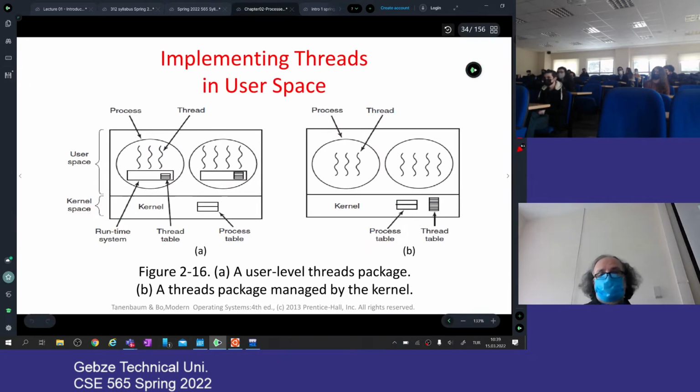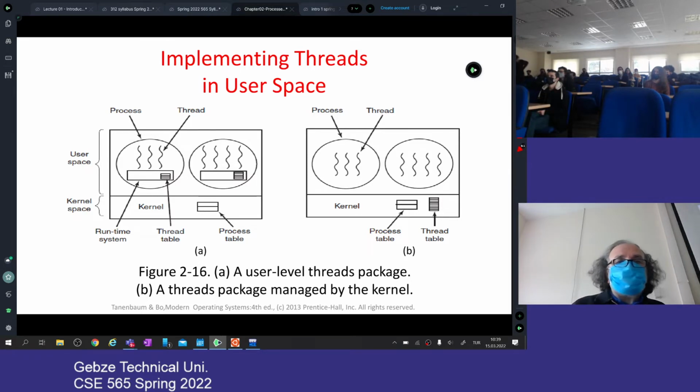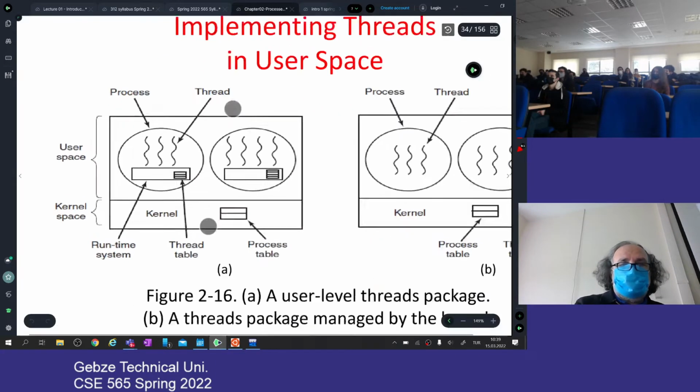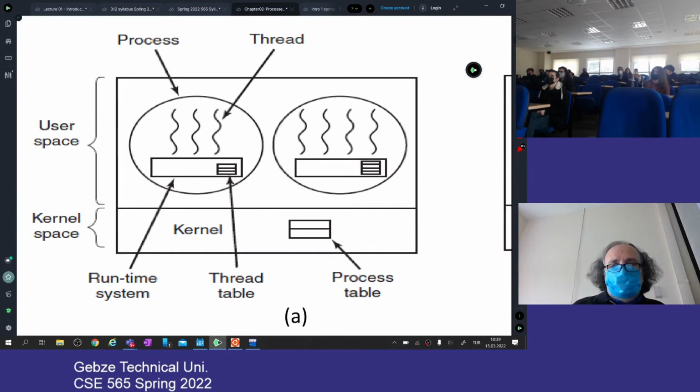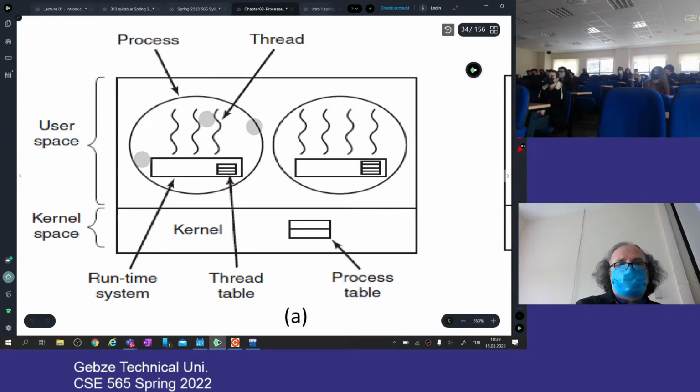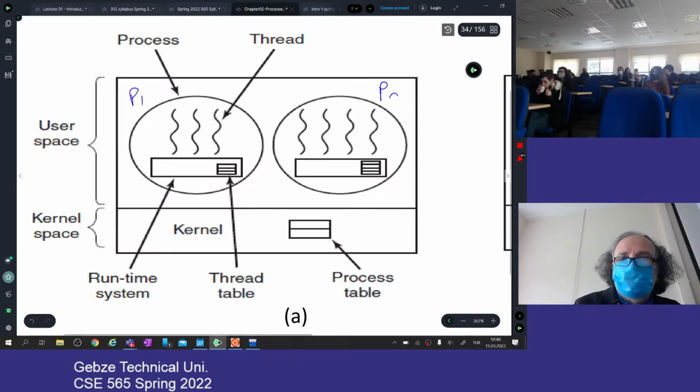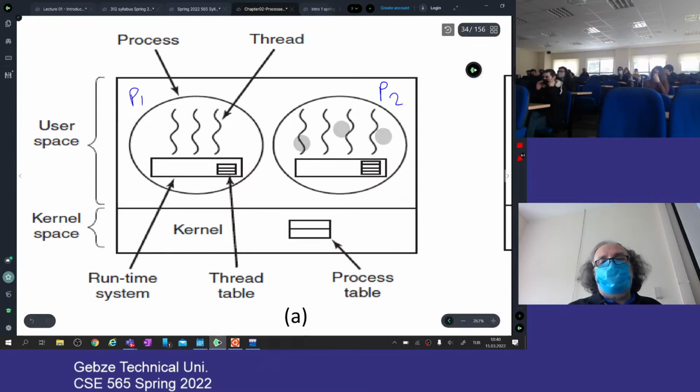Let's look at this picture. Okay, this picture is nice. This one talks about implementing threads in the user space or the kernel space. This is the user space one. These are regular pictures. Process number 1, process number 2, P1 and P2. There are 3 threads inside process number 1. There are 4 threads inside process number 2.